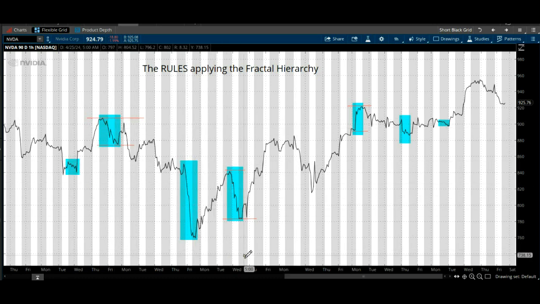We map the market and act accordingly. We don't make the market fit a map.